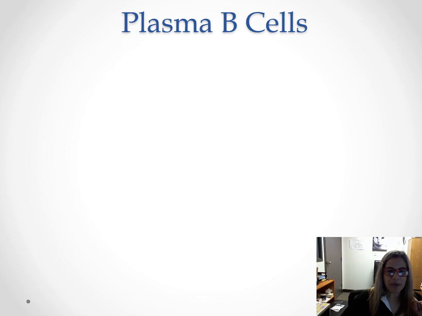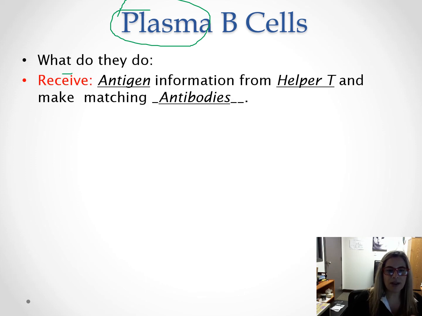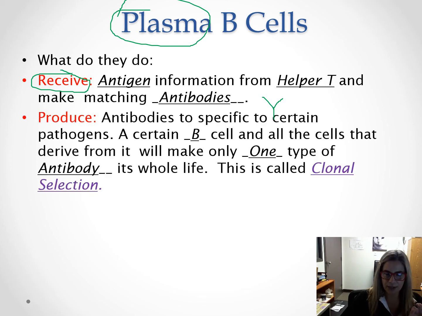So plasma B cells are sometimes just called B cells. But the proper full term to distinguish them from memory B cells, for example, is plasma B cells. So what do they do? They receive, as we talked about on the previous slide, the antigen information from the helper T's and they start to make those specific antibodies that we talked about already, specific to the protein on that pathogen.